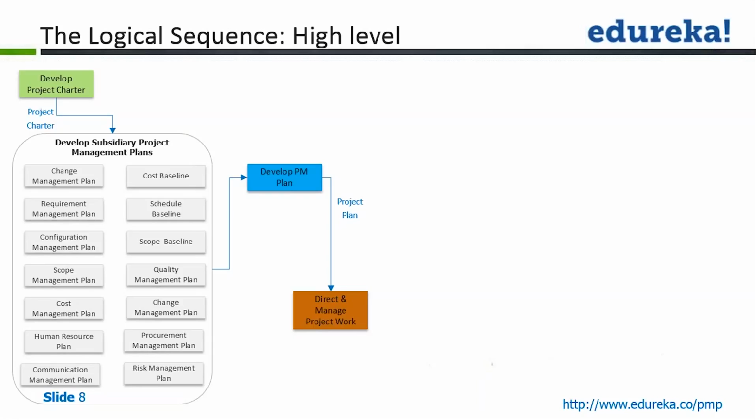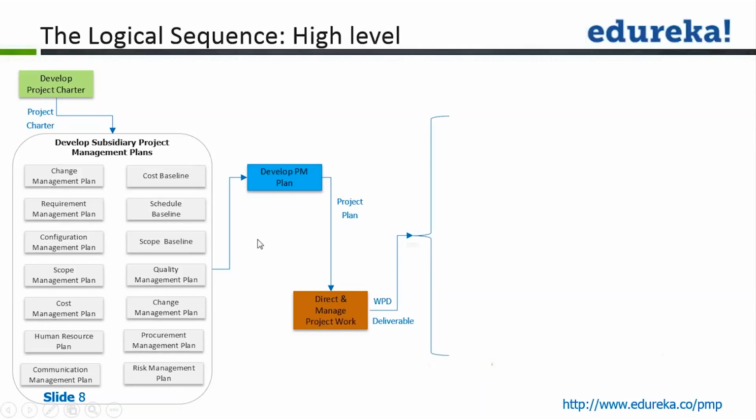A project manager will use all this information in leading and managing the team during the direct and manage project work process. As and when the team progresses, they start doing the work, and they will have work results. In PMBOK language, they are called deliverables. Along with the deliverables, you will also get work performance data.